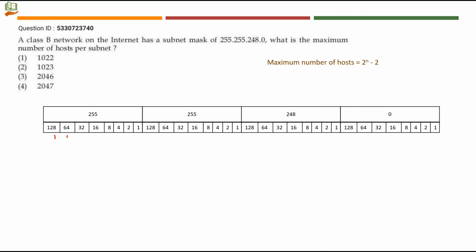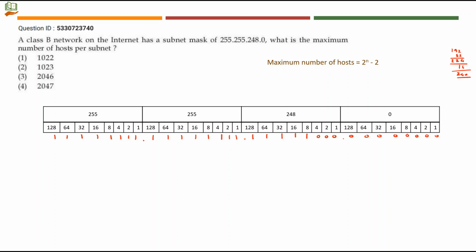So 255 means you will have 1 in every place. So you have 8 ones here. 1, 2, 3, 4, 5, 6, 7, 8. And for 248, 128 plus 64 is 192. 192 plus 32, it is 224. 224 plus 16, it is 240. 240 plus 8 is 248. And the remaining 3 places are 0 here. What about this 0? You will have 0 in all the 8 places. So this is the binary form of the decimal notation.